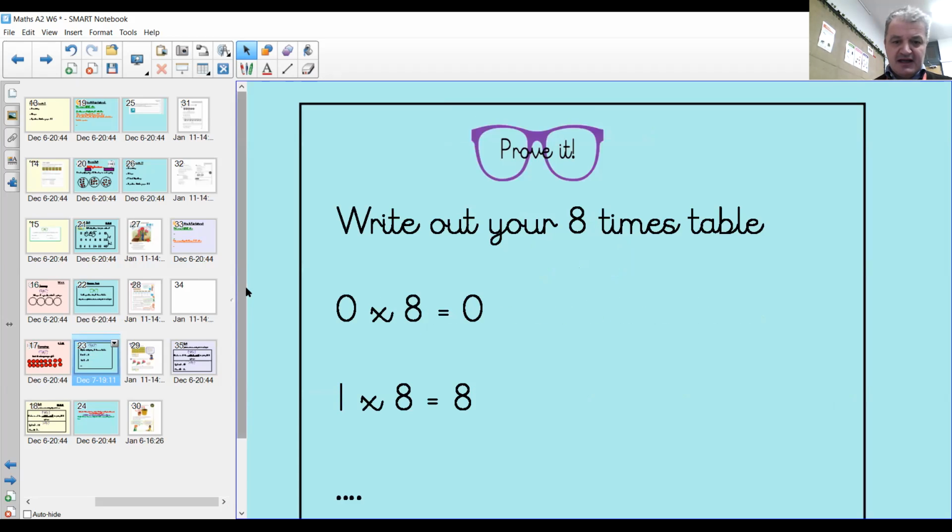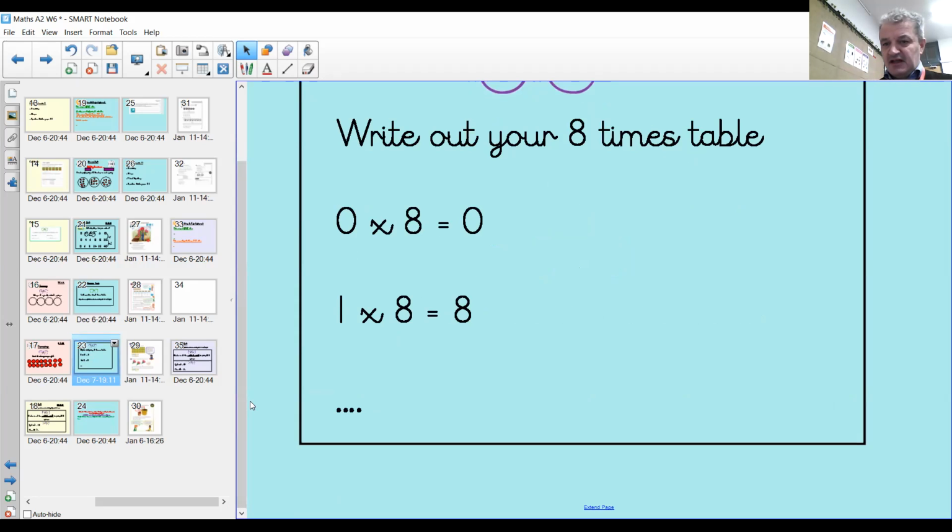Okay. Then again, keep writing out your 8 times table at every opportunity. 0 times 8 is 0. 1 times 8 is 8. 2 times 8 is 16. 3 times 8 is 24. So forth and so on. Okay. So that's our fluency first, to keep on keeping on with our 8 times table.